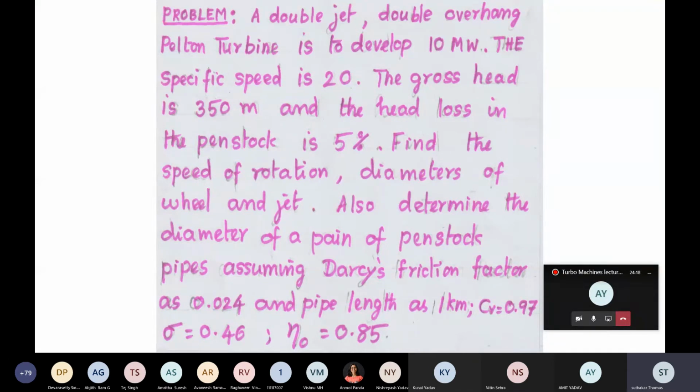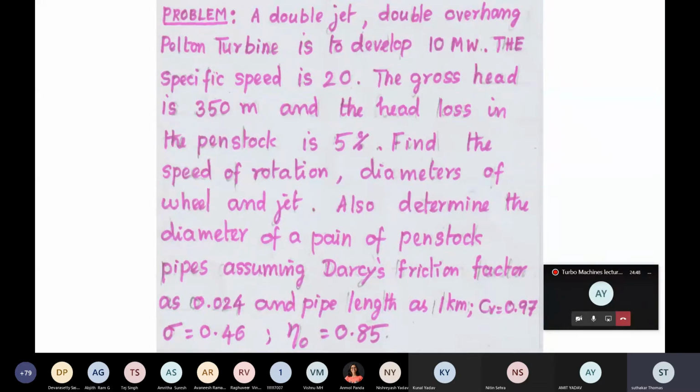Also determine the diameter of a pair of penstock pipes, assuming Darcy's friction factor as 0.024 and pipe length as 1 kilometer. CV, the velocity coefficient, is 0.97. The speed ratio sigma is 0.46 and overall efficiency is 85.